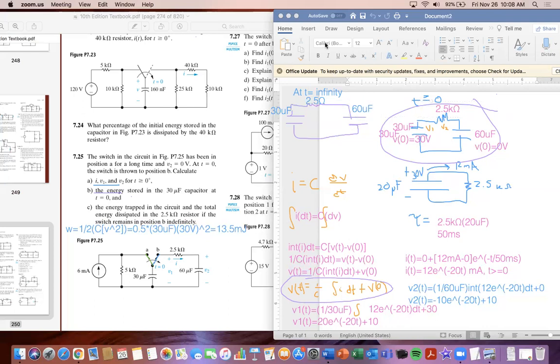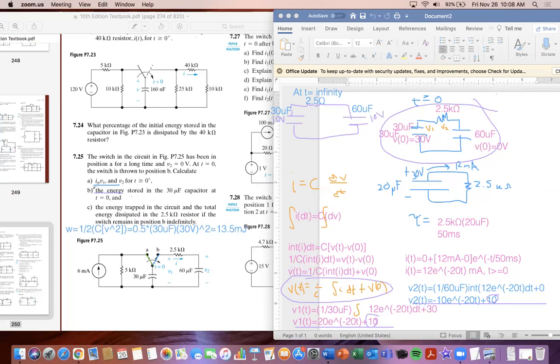So at time equals infinity, what is it going to be? Look at the equations we just made for the voltage for both of those capacitors. If time is infinity, you're still going to have 10 volts. So at time infinity, there's going to be 10 volts across this capacitor, and 10 volts across this capacitor.